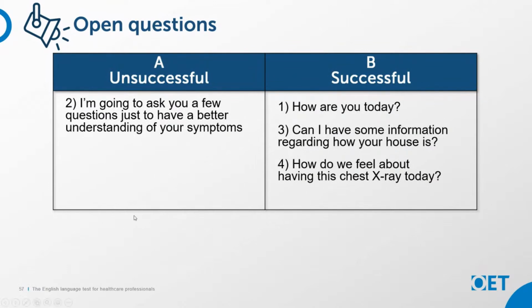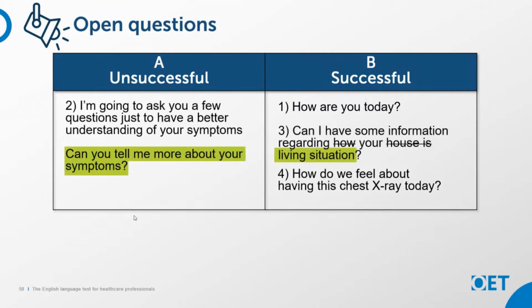And this question on the screen, number 2, is actually a closed question. It's not asking the patient to explain in their own words. It's just a statement, really. It's closed. And there are a couple of corrections needed to make number 3 correct. So we would say living situation rather than house in that question. To make that question on the left work as an open question, we could just change it to, can you tell me more about your symptoms?